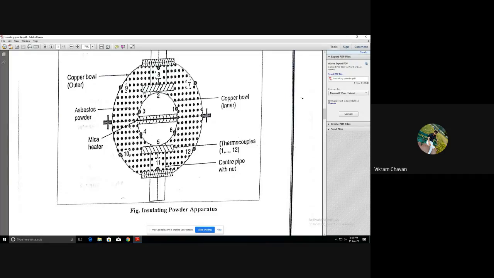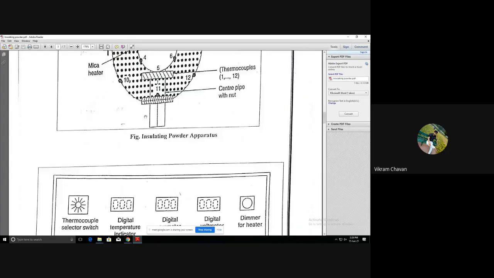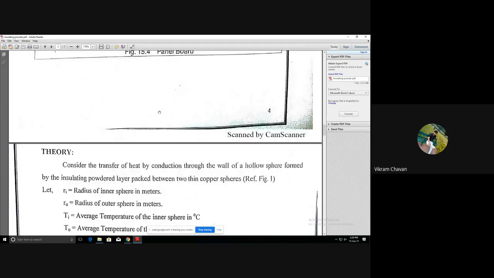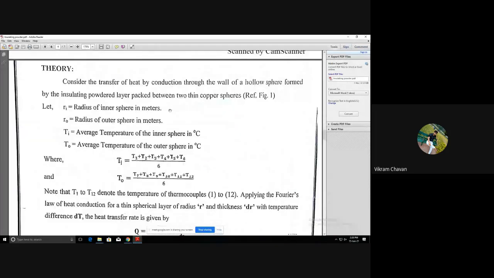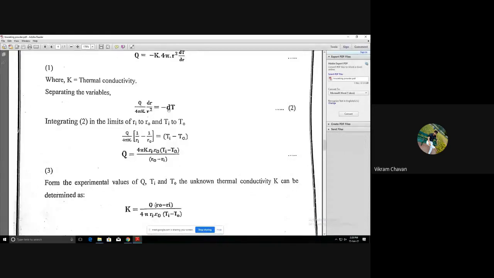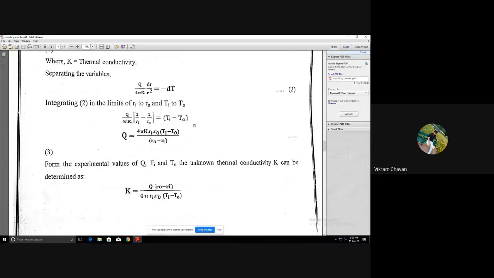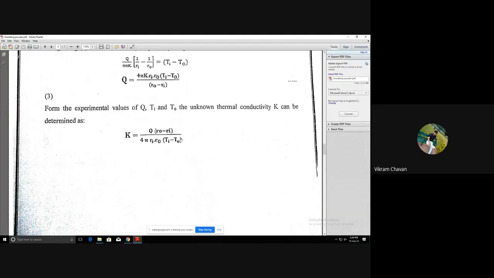So for that purpose, we have provided a minimum of 6 thermocouples over the inner sphere surface and the outer sphere surface. Okay, now once you have done the calculation, how much time do we have to take the reading? That is the most important question. How much time do we have to perform this reading practice, or up to what limit do we have to take the reading?